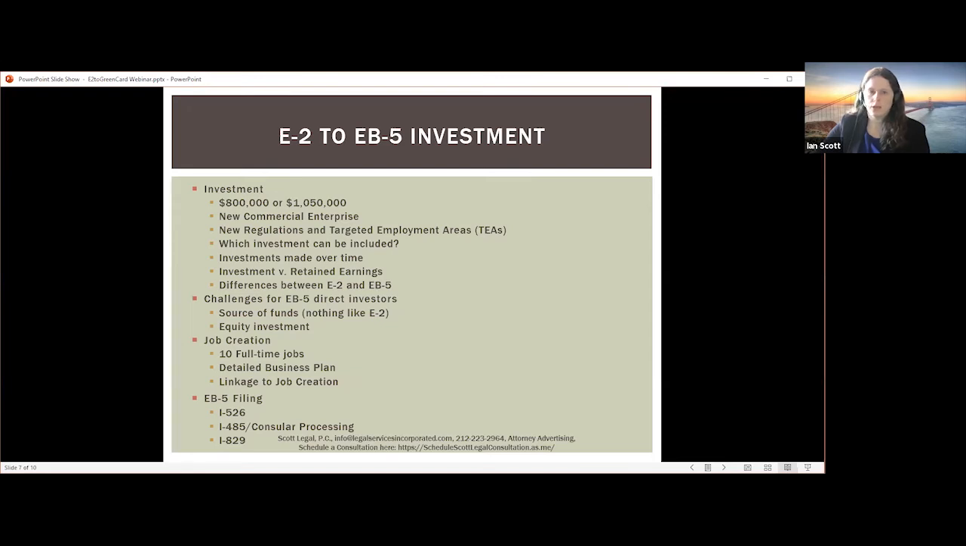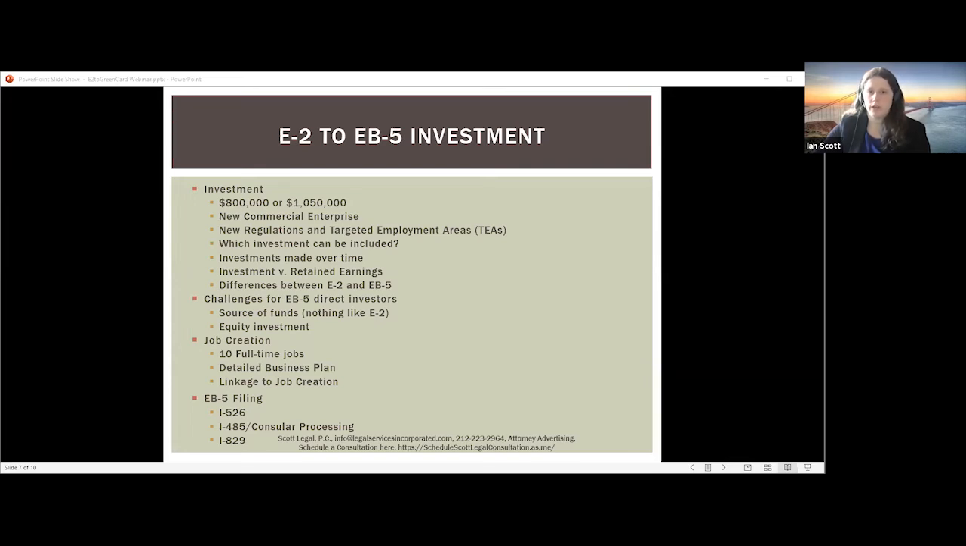All right, so let's talk about E-2 to EB5 investment. Some clients on an E-2 investor visa may opt to move to EB5, and in many cases, they can use their existing business. The EB5 Regional Center program was stalled last June, but the direct investment program has not ever required reauthorization, so it was always available and it continues to be available.